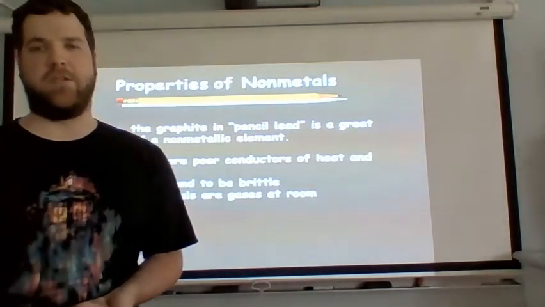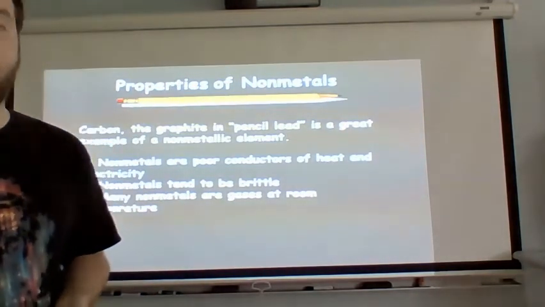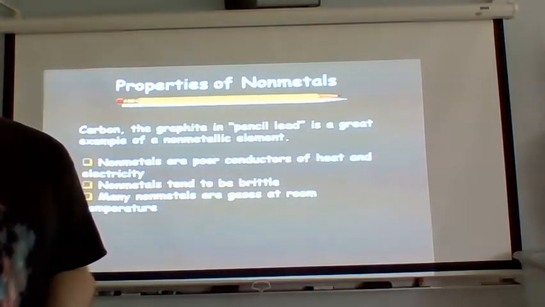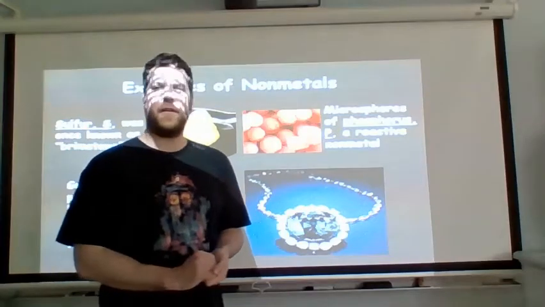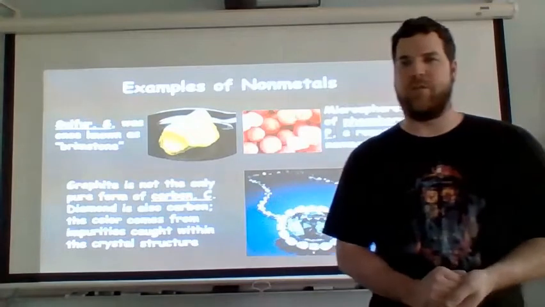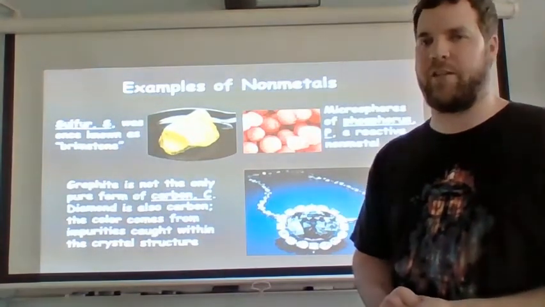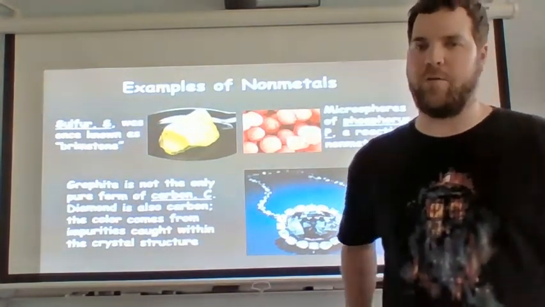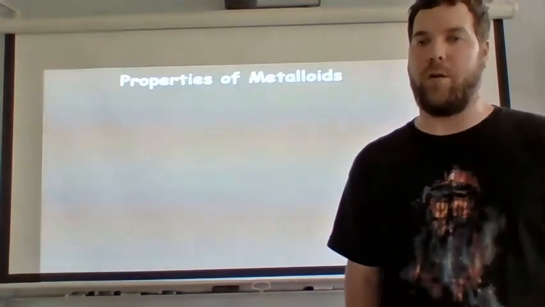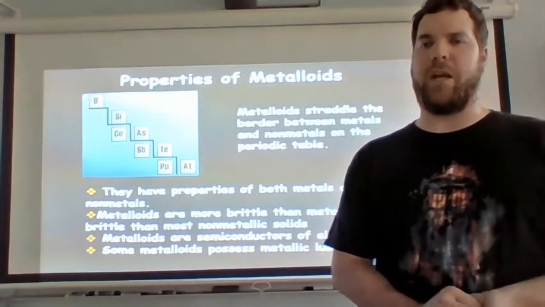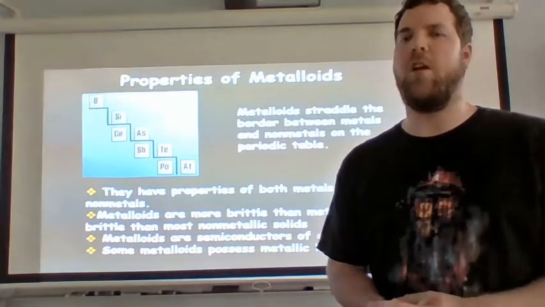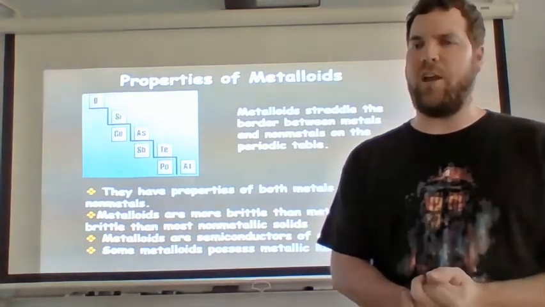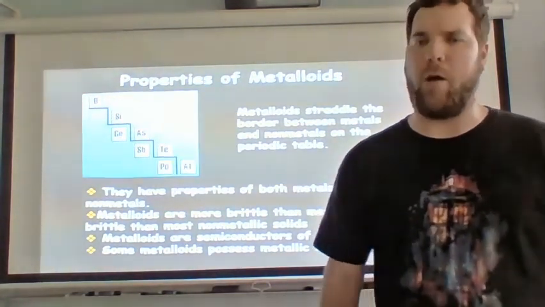Nonmetals are poor conductors of heat and electricity. They tend to be brittle, and many of them are gases at room temperature. And here are a couple of examples of nonmetals from the periodic table before we move on to our last section for now, metalloids. Metalloids are kind of a mixture of metals and nonmetals, and what their properties are kind of depend on which metalloid you're talking about.